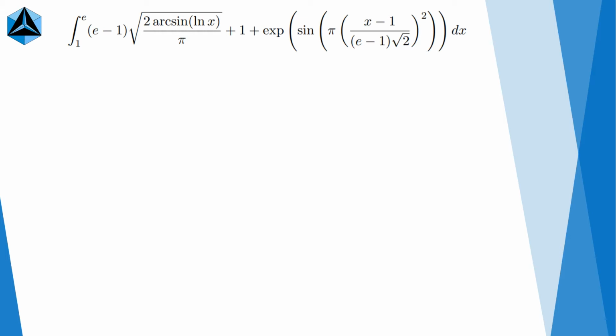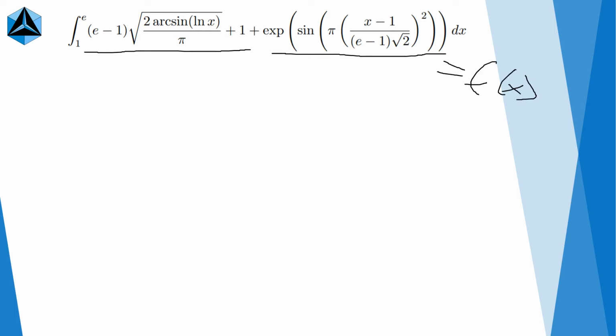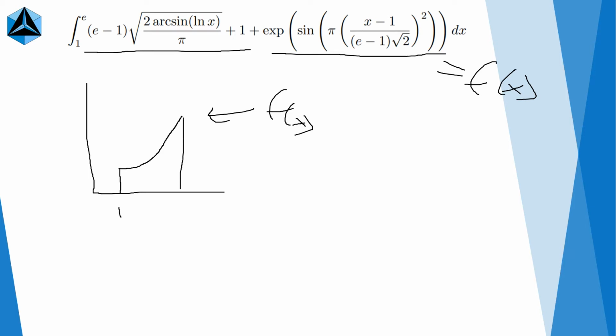So the first thing to notice is that this function here and this function here are actually inverses. You can verify that yourself. I'm not going to go over why, but you just set y equal to the thing and then solve for x, and then you should get that they are inverses. So let's let this one here equal f of x. So let's try graphing this. When you graph it, it looks something like this. So this is f of x, and this is 1 to e.